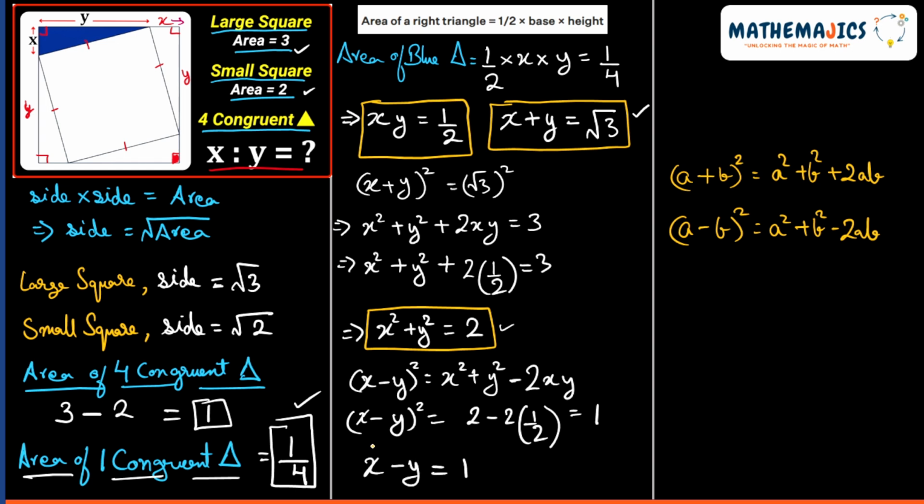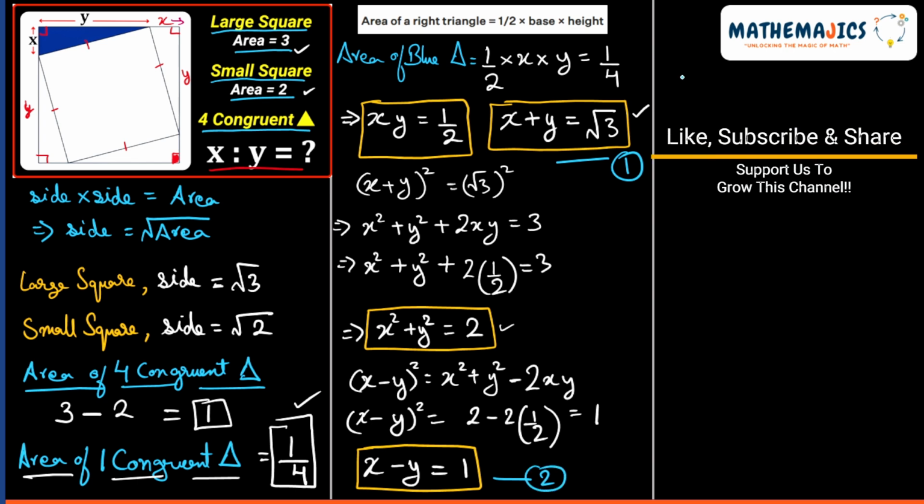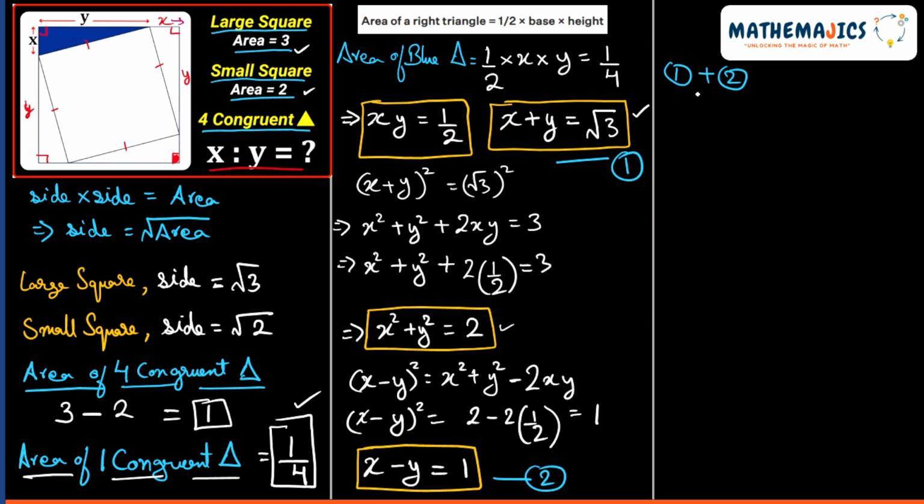Let's just put it in a box so that we know this is important for us. Now these are the few important equations that we have found out. Let's see how we can use these equations to find the answer. Let this be the first equation and let this be the second equation. Now we can add the first and second equation. If we add them, y and y will be cancelled and we will get 2x = √3 + 1. Further, if we solve, we will get x = (√3 + 1)/2.